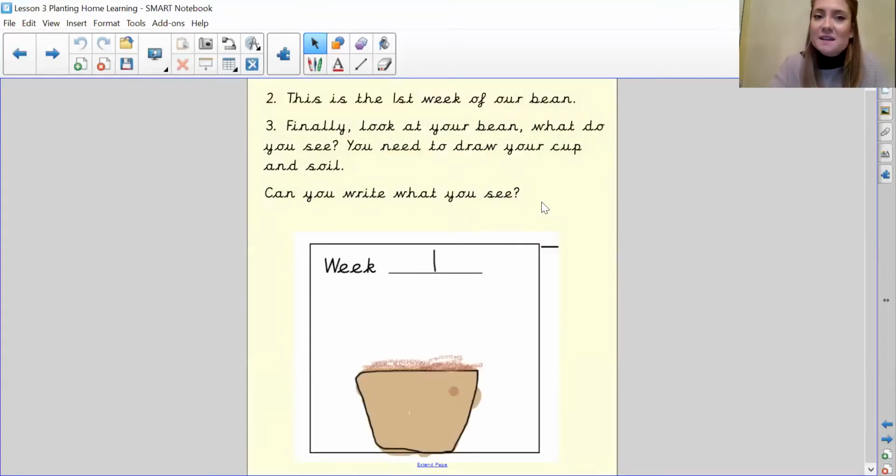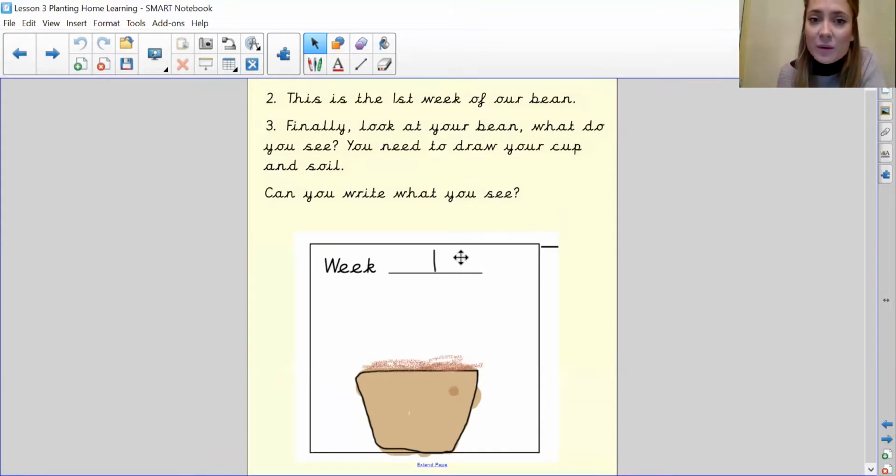Okay, so this is the first week of our bean. So what I want you to do is finally have a look at my bean. What do you see? Can you see anything? No, me neither. So what I need you to do is draw what's happened in our first week.